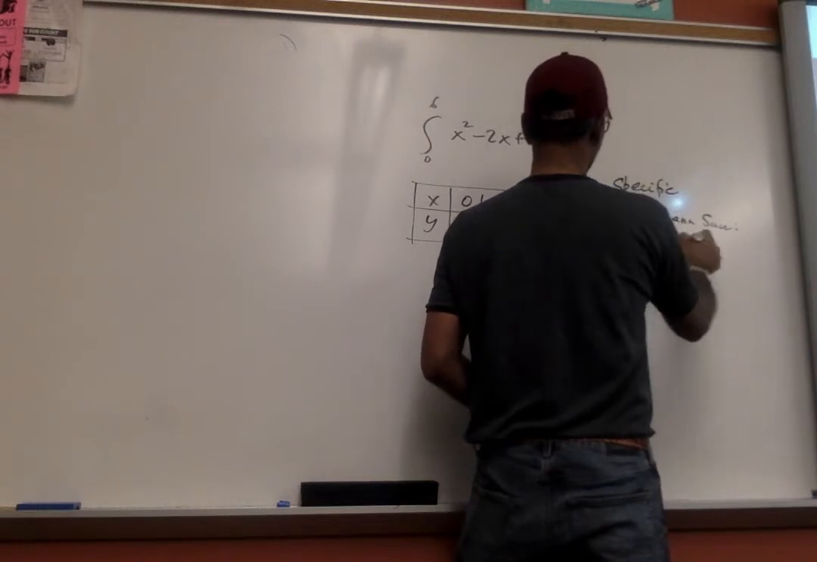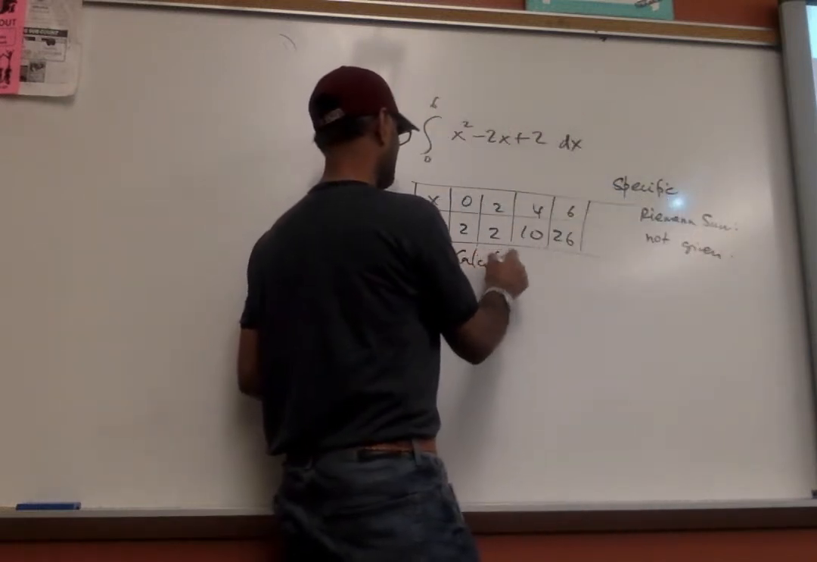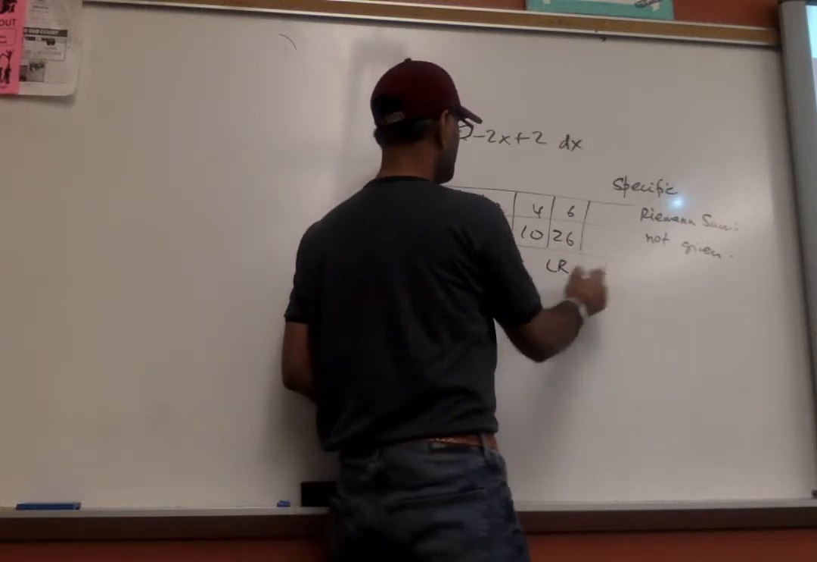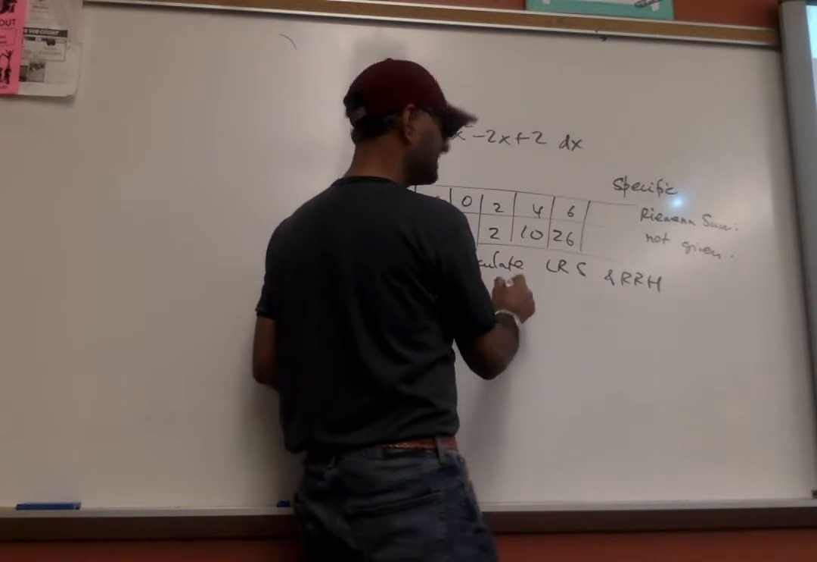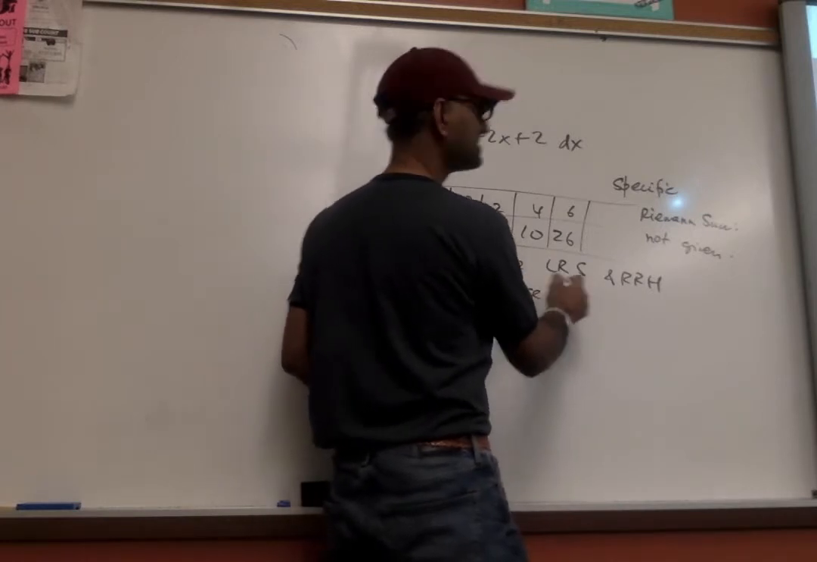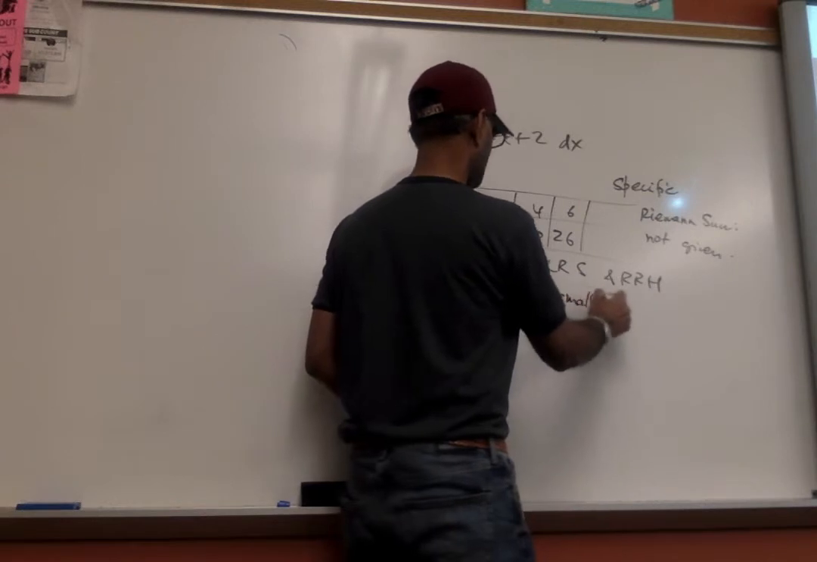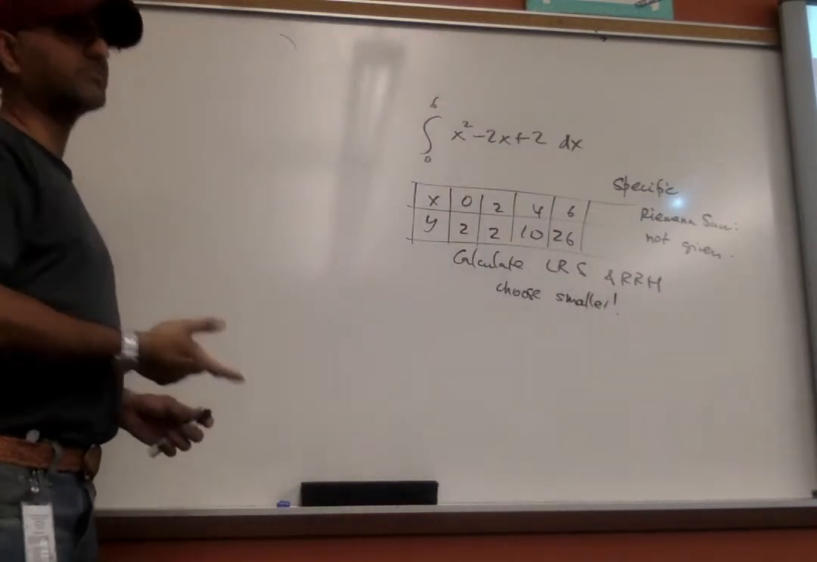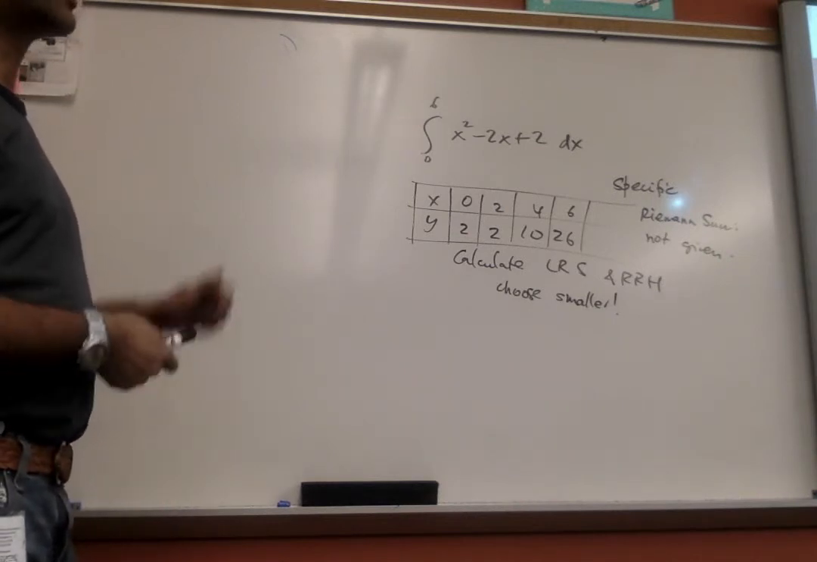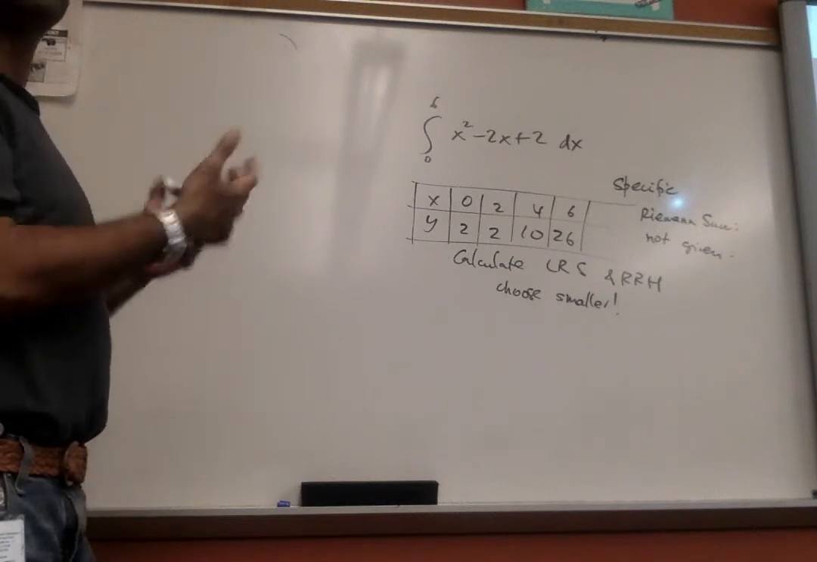Not given. So the way to approach the problem was calculate the left Riemann sum and right Riemann sum, and then choose the smaller of them. It says the lower sum: smaller. We've never discussed a problem like that. They wanted you to do a left Riemann sum and a right Riemann sum and figure out which is the smaller guy, because I don't know if it's increasing or decreasing. I can't make a sketch.